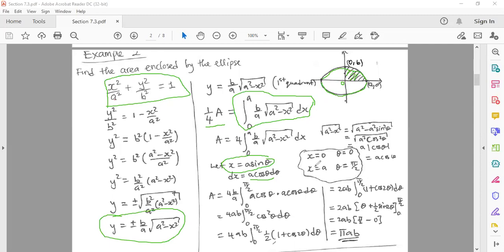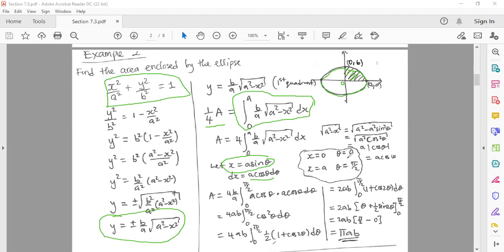You need to do change of bounds. Why? Because I'm moving from x to theta. This is something I need to mention. Whenever you have a definite integral, meaning you have bounds, there must be at some point a change of bounds. If you don't do change of bounds, you most likely are going to make a mistake. So we do change of bounds.